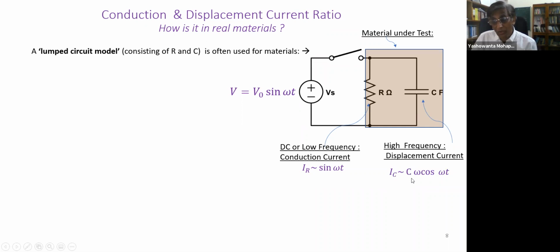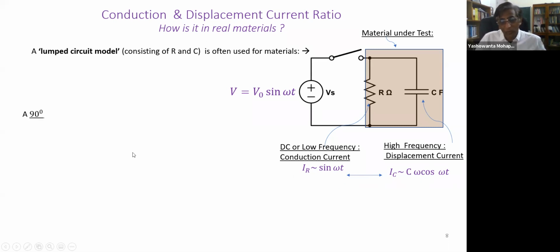If I differentiate V, I get C omega. So this current depends upon C omega: the higher the frequency, the higher the current through the capacitor. In fact, at very high frequency this will short the whole circuit, and you will not see the effect of this resistance. This current is proportional to C and omega cos omega t. One thing to note is the 90-degree phase difference between the two currents.